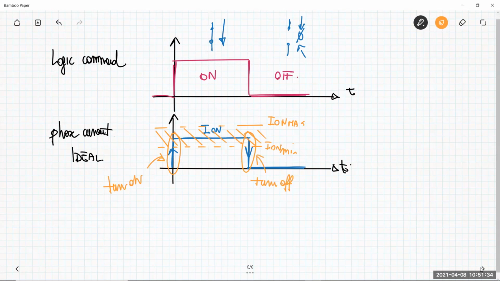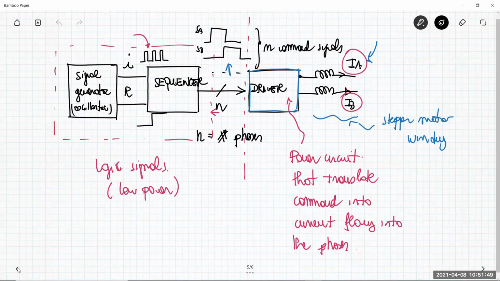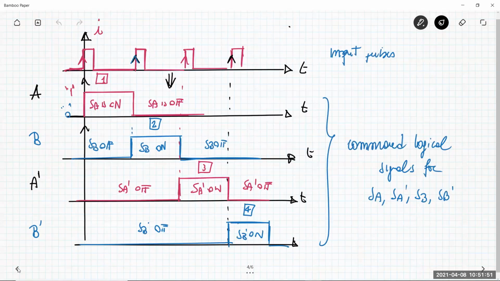Of course, this situation is ideal because suppose that I want to accelerate my stepper mode. What does it mean, accelerate stepper mode? It means that the pulses per second provided at the input, so this frequency here, is increased.